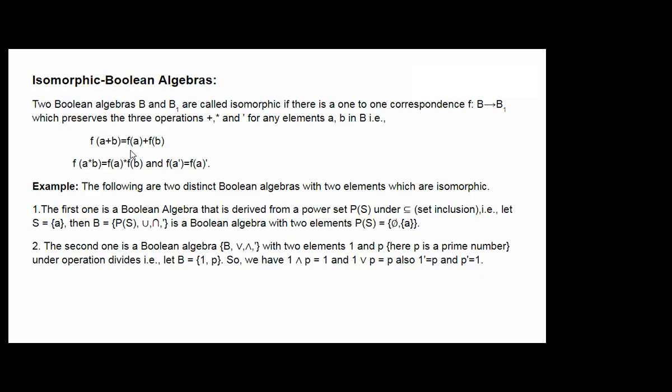F of A plus B is equal to F of A plus F of B. F of A star B is equal to F of A star F of B, and F of A dash is equal to the complement of F of A. Here the complement of the function is taken. Okay. What example is taken here? The following are two distinct Boolean algebras with two elements which are isomorphic.